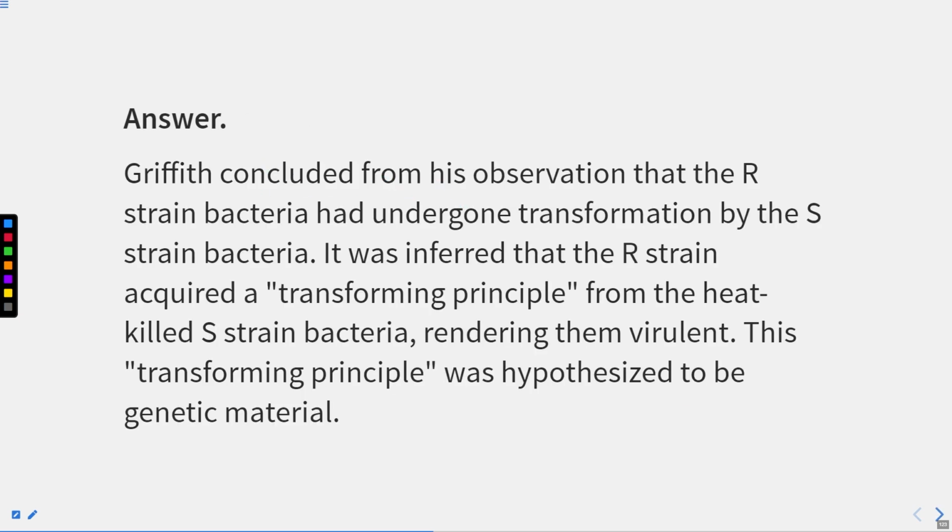Okay, this is clear. Now, Griffith concluded from his observation that R strain bacteria had undergone transformation by the S strain bacteria, and it was inferred that the R strain acquired a transforming principle from the heat-killed S strain bacteria, rendering them virulent. Now, this transforming principle was hypothesized to be the genetic material. So there was some transforming principle. Earlier, it was not known that it was DNA, but it was hypothesized that this is the genetic material.